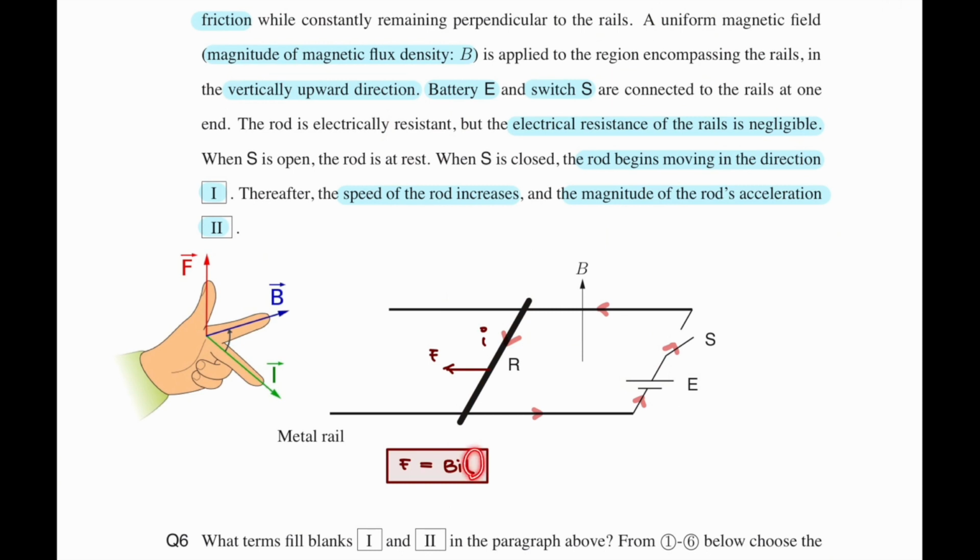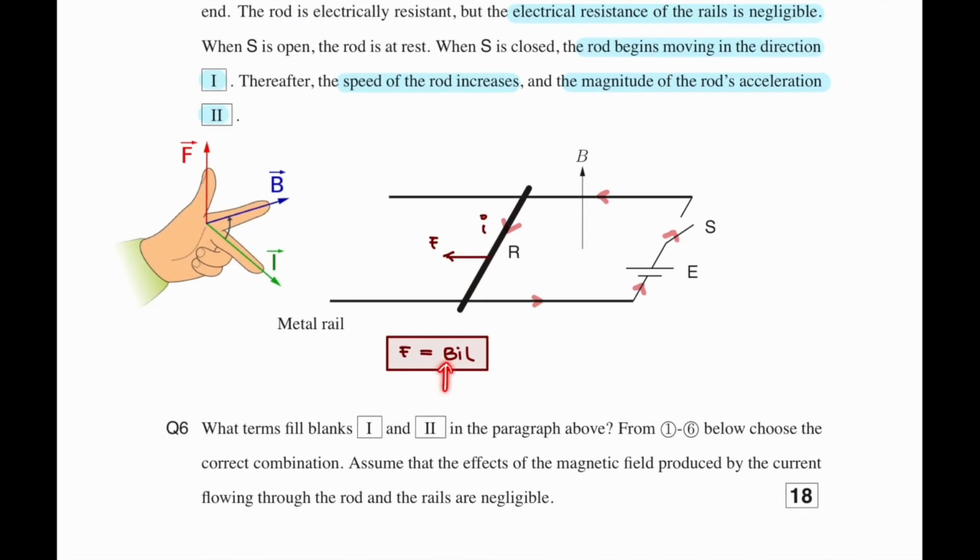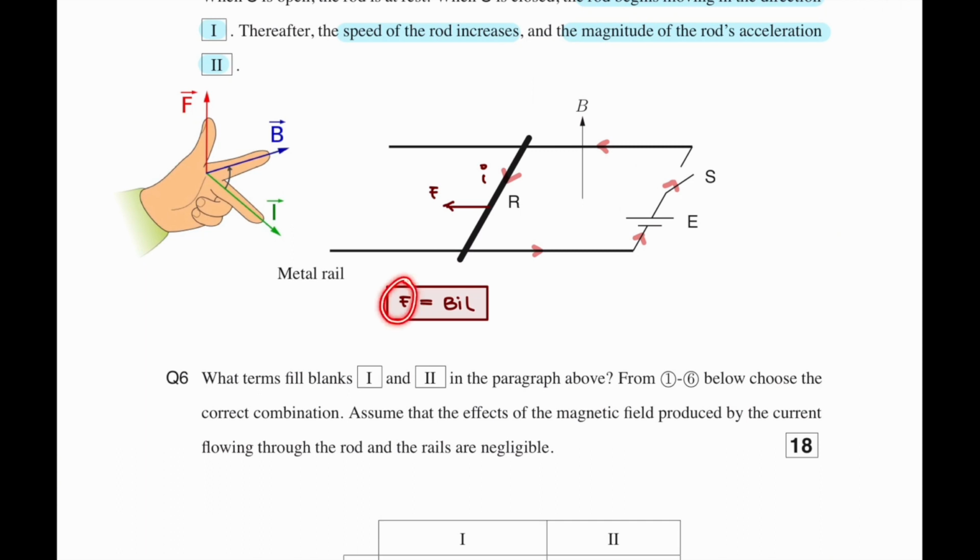And so for L, the length of the rod, L is also constant. So BIL here all have constant value. That means F is also constant.